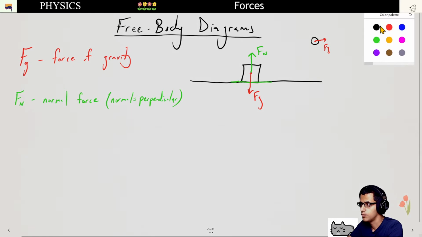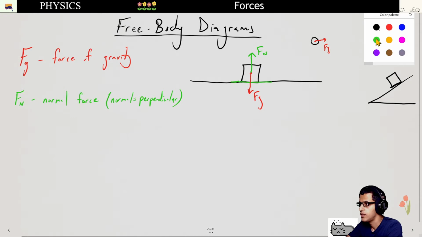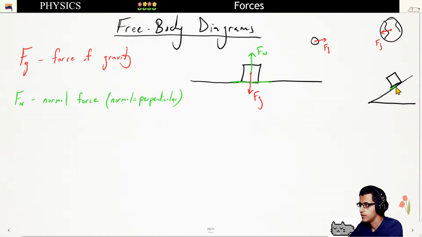Another example of normal force could be an object sitting on an incline like this. The surface is at an angle that the box is sitting on, and so the normal force is going to be in this direction. If I trace this down to the surface, I should see that it's perpendicular. Same here, if I trace this down to the surface, I should see that the force is perpendicular.